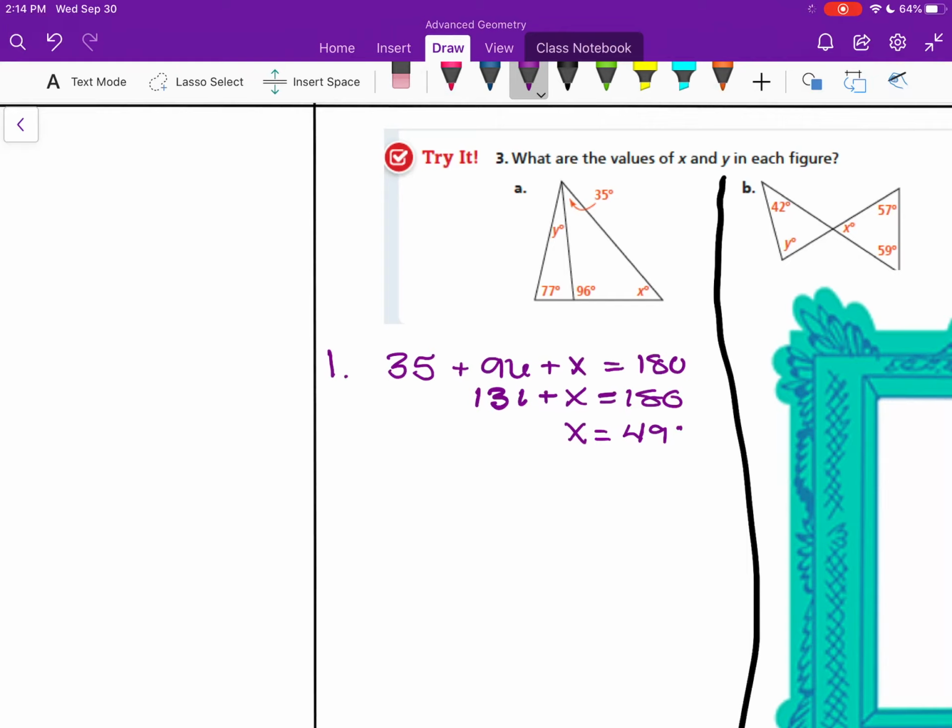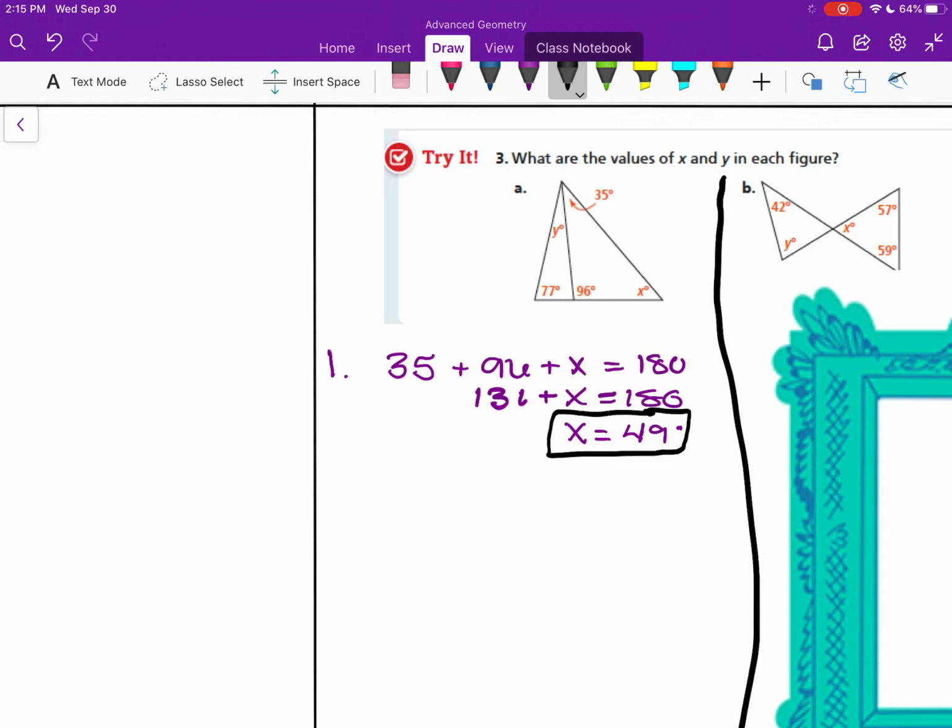And that is actually an answer that they wanted from me. So I'm going to put a box around my answer to help signify that that is one of my answers, because in this problem where we're trying to find x and y, there's two answers. So I want to be really clear with my answer.